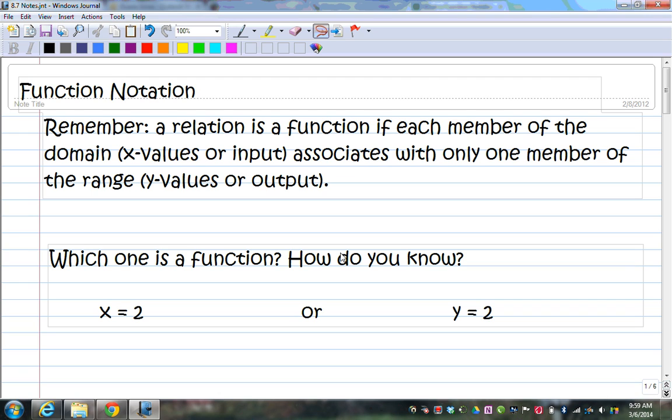This video is going to teach you about function notation. This is by far one of the trickiest sections of this unit, so I want to make sure that you understand everything that I'm telling you. First of all, you have to remember what a function is.